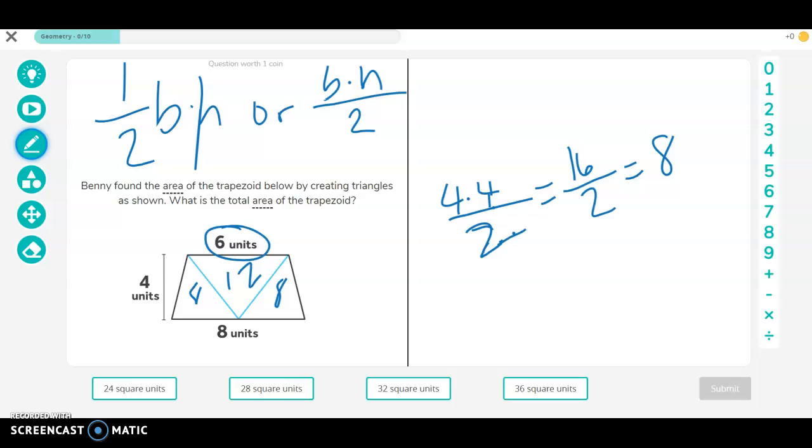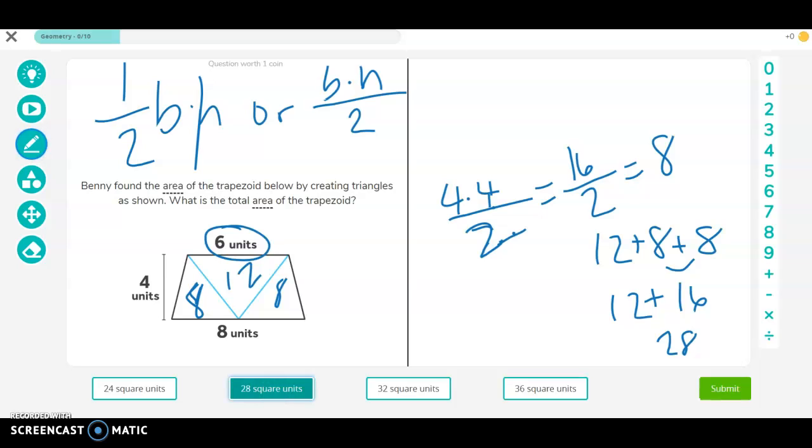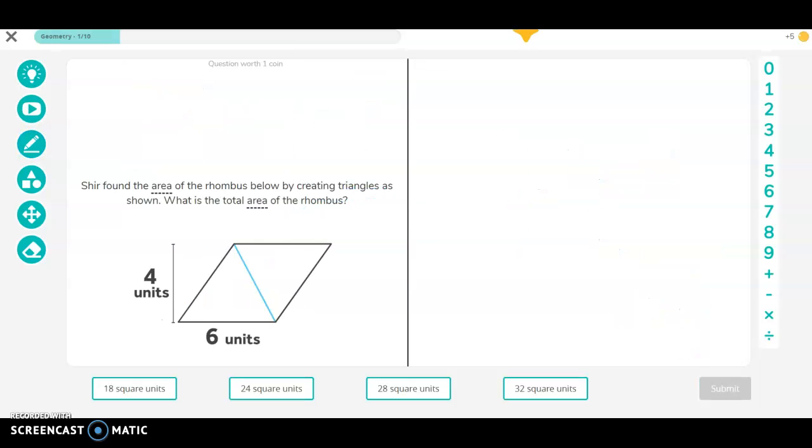So now we're going to take 8 plus 8 plus 12. So we know that's 16 plus 12. Let's see, it's 28. So we're going to try 28 square units and see if that works. Yep, so that's how you're going to look at these problems.